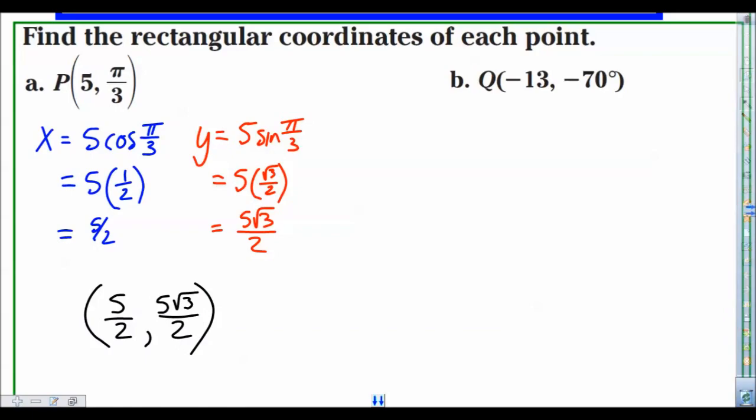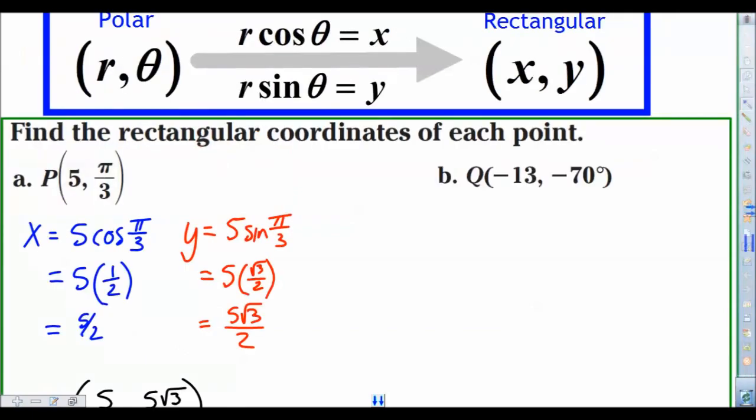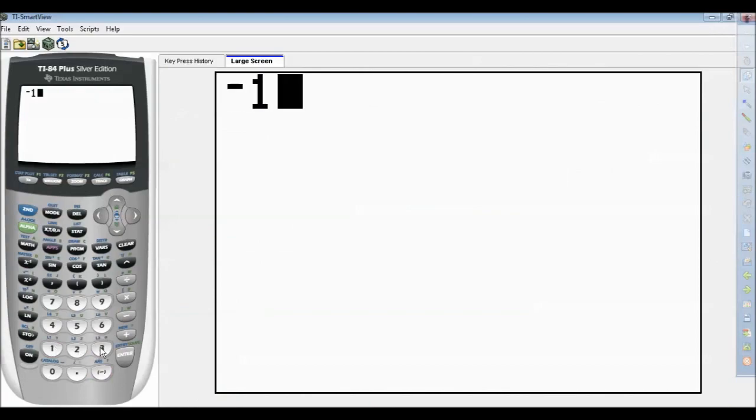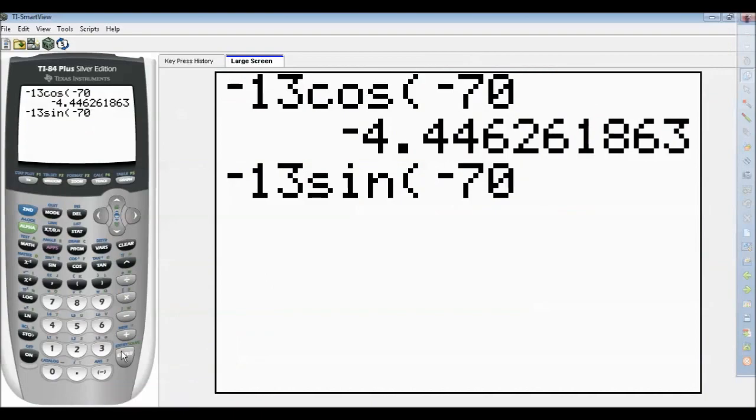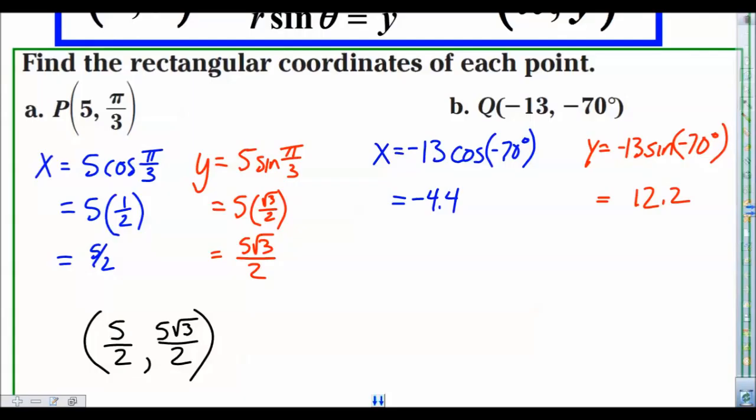Let's take a look at the other one. Not much else is different here. The only thing that's going to stump us now is that we just can't come up with an exact answer here. So let's just rattle through them. Alright, so there we go. We got negative 4.4 for x and we got positive 12.2 for y. So our xy coordinate this time is negative 4.4 and 12.2.